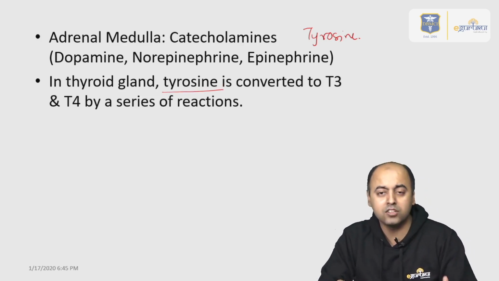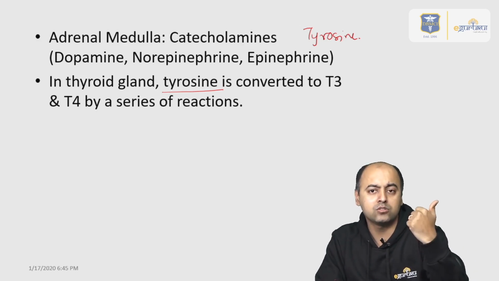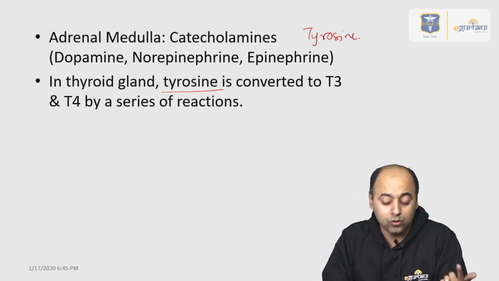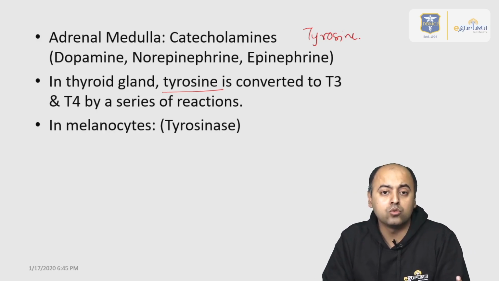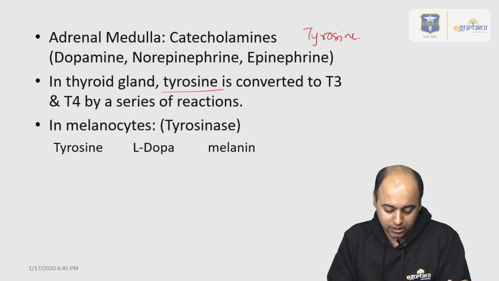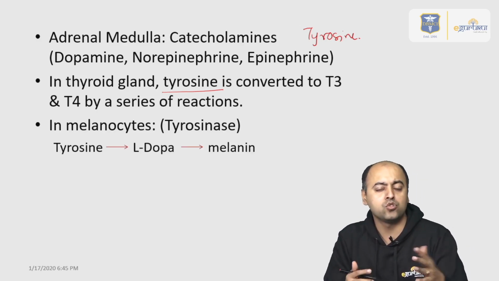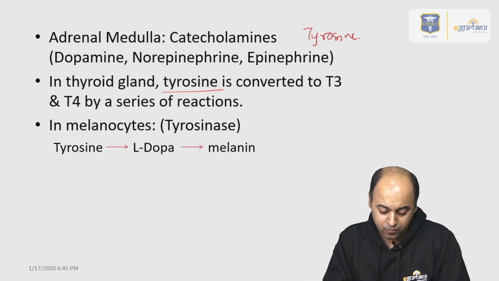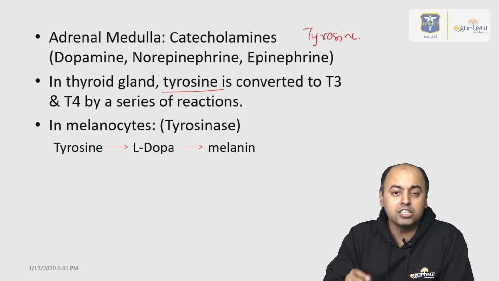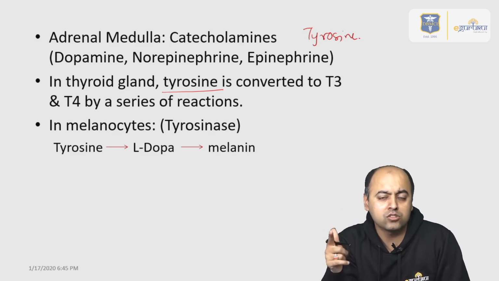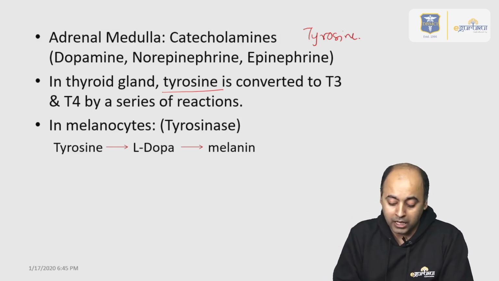So, tyrosine gives rise to the catecholamines, it gives rise to the thyroxine hormones, and in the melanocytes, it gives rise to the melanin. First dopa is formed and then it is converted to melanin. So, tyrosine gives rise to the catecholamines, to the thyroxine hormones and the melanin.